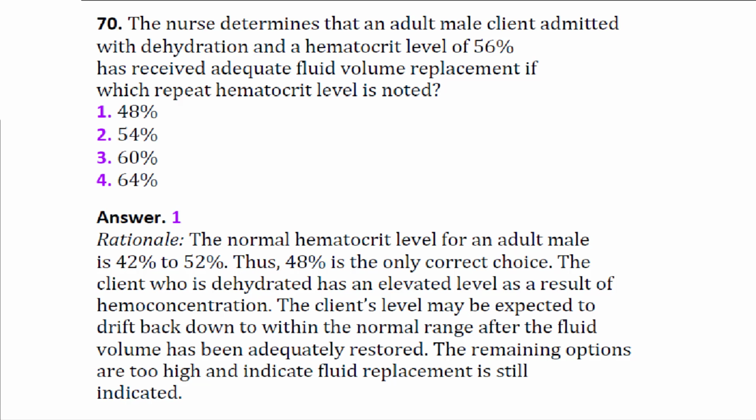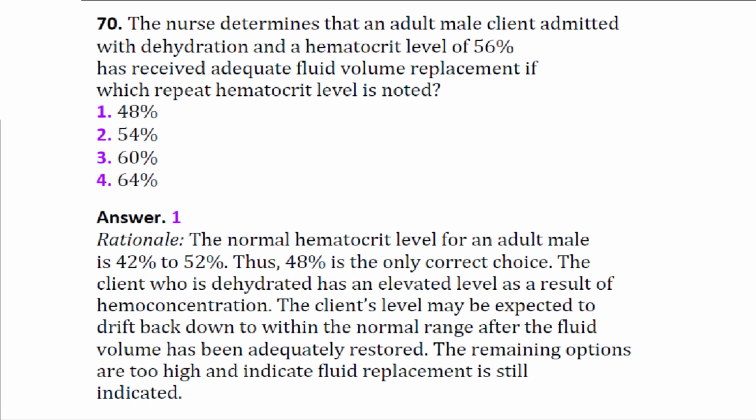70. The nurse determines that an adult male client admitted with dehydration and a hematocrit level of 56% has received adequate fluid volume replacement if which repeat hematocrit level is noted? 1. 48%. 2. 54%. 3. 60%. 4. 64%. Answer: 1.